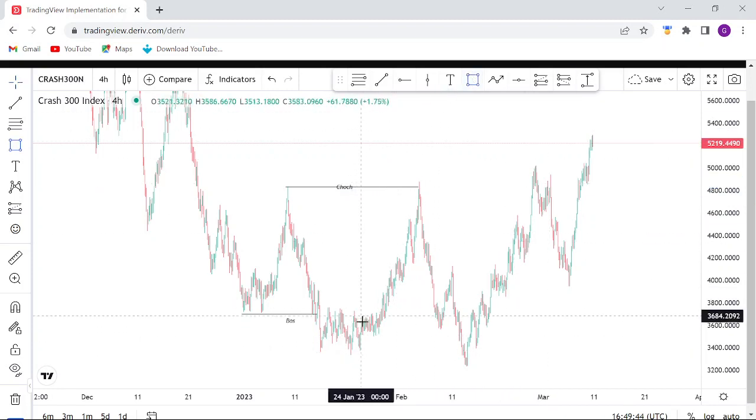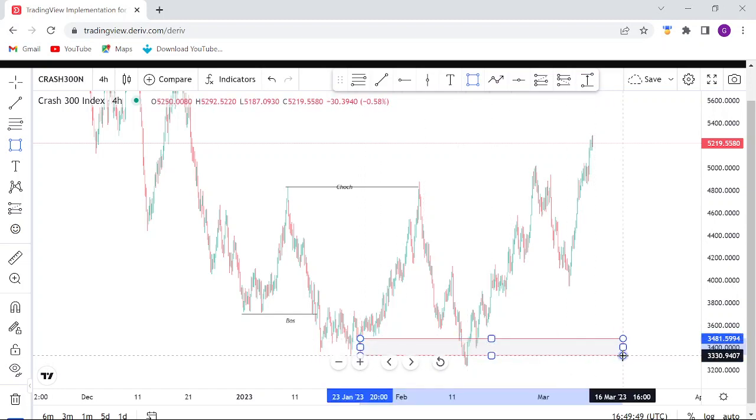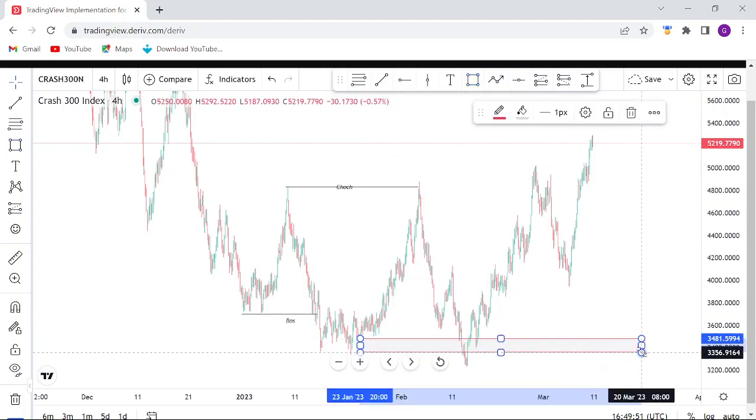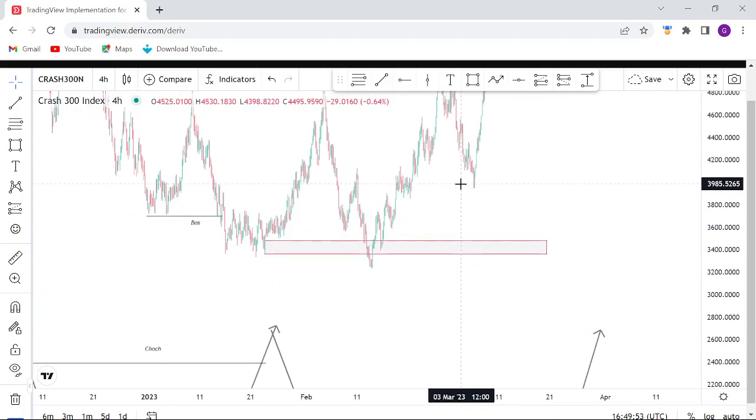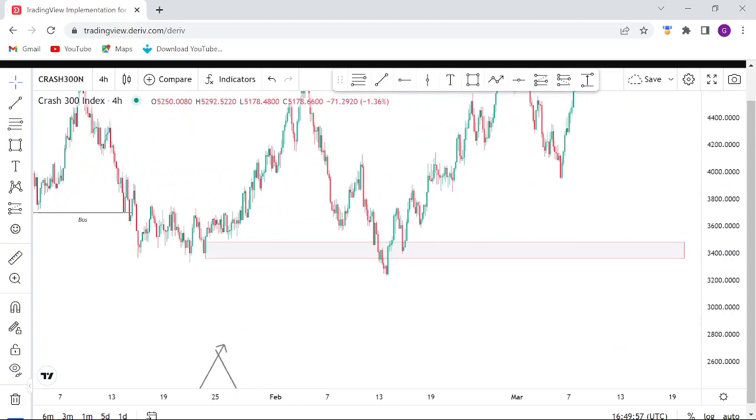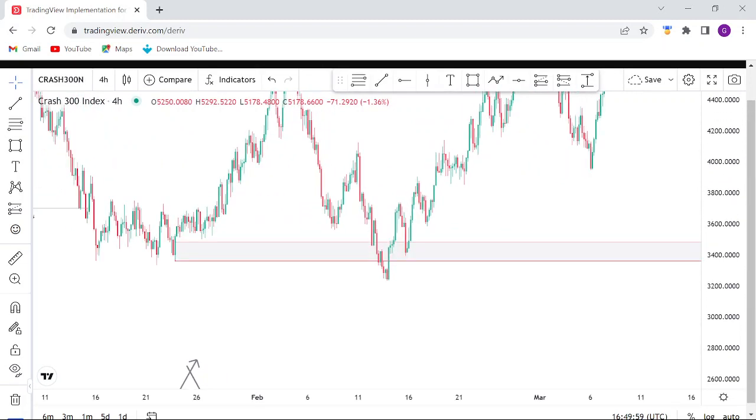So we're having our zone here at the extreme block. Let me zoom out so we can see the other block. The other block is not valid here because it was retested already.